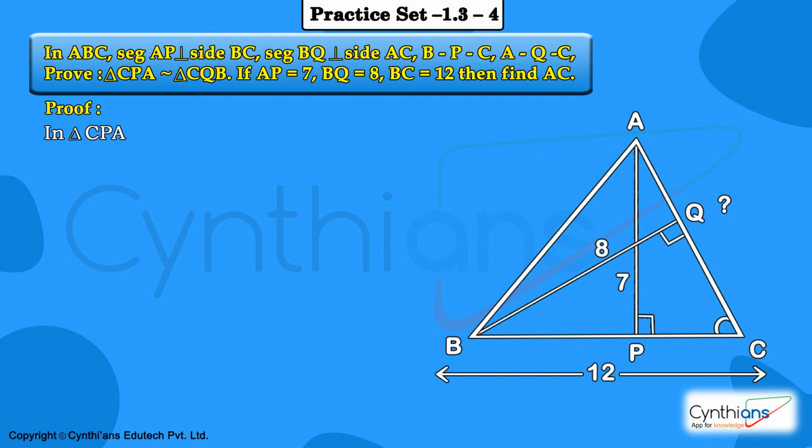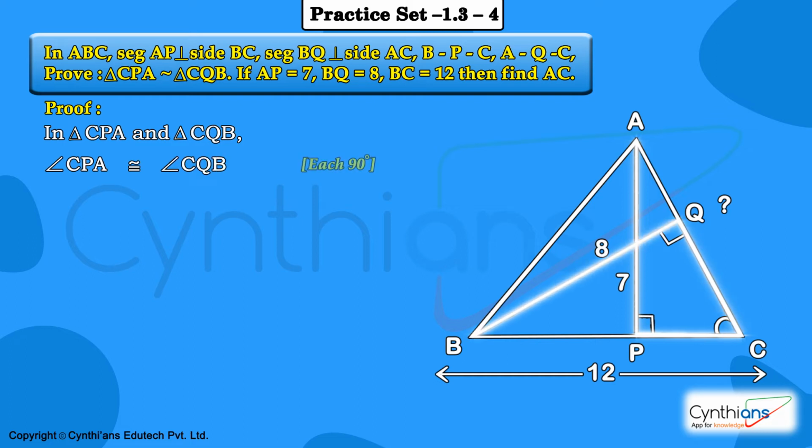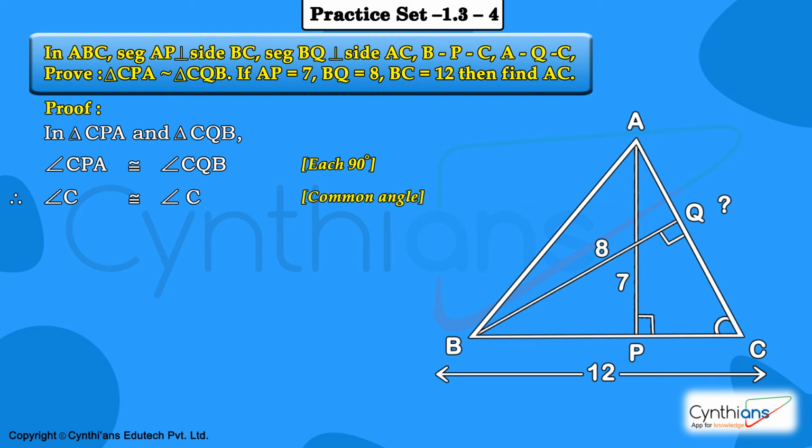In triangle CPA and triangle CQB, angle CPA is congruent to angle CQB, each 90 degrees. Now to find the second angle, we are going to separate both the triangles. Now if you look at the triangles, angle C is common. So let us write the next step. Angle C is congruent to angle C, common angle. Therefore, triangle CPA is similar to triangle CQB by the AA test of similarity.